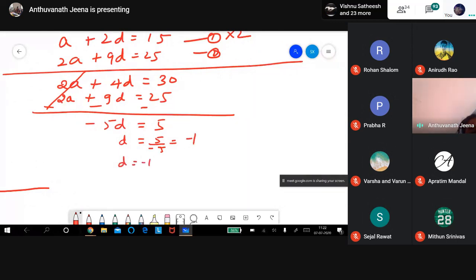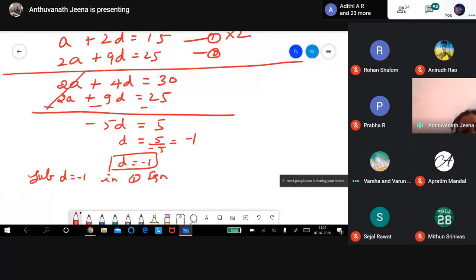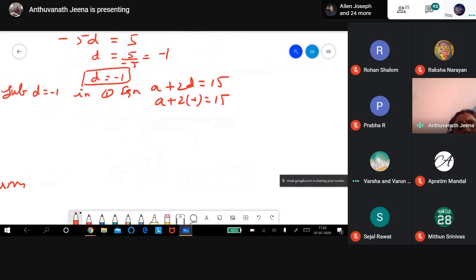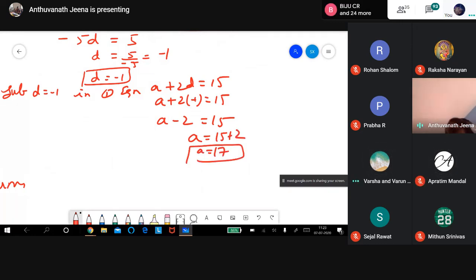After that, what is my next step? Substitute d equals minus 1 in the first equation. The first equation is a plus 2d is equal to 15. So a plus 2 into minus 1 is equal to 15. Now a minus 2 is equal to 15. A is equal to 15 plus 2, which is equal to 17.